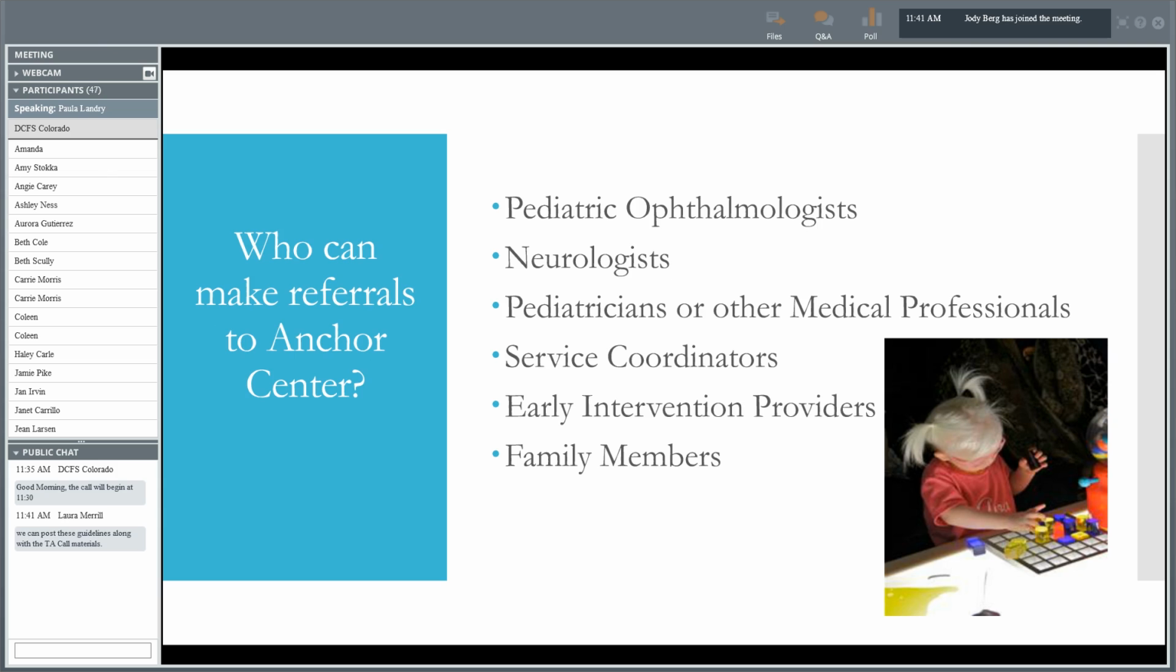So who can make referrals to INCUR Center? Anyone can make a referral to INCUR Center for a child who has visual concerns. We try to make the list as big as possible: pediatric ophthalmologists, neurologists, pediatricians, other medical professionals, EI professionals, service coordinators, and family members. And we just would like to capture all of the kids who do have vision concerns. So how to make a referral to INCUR Center?